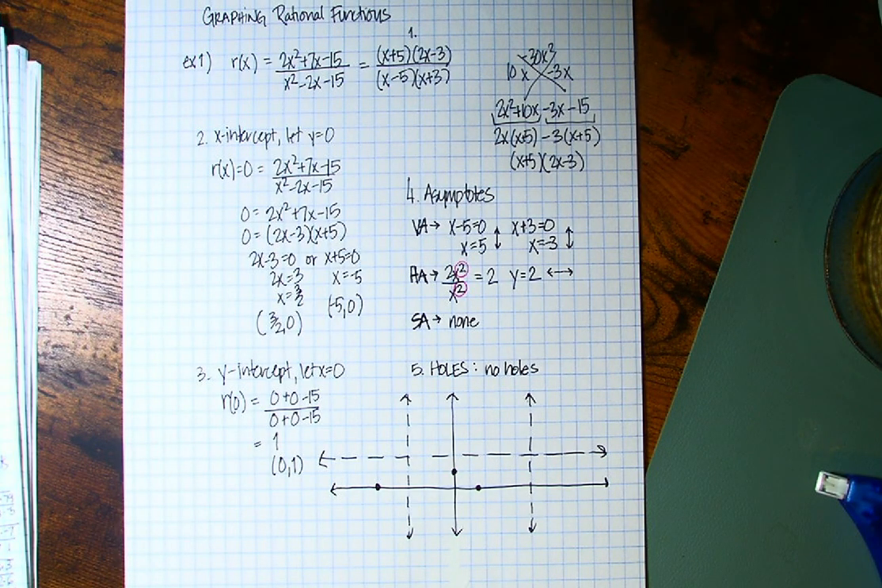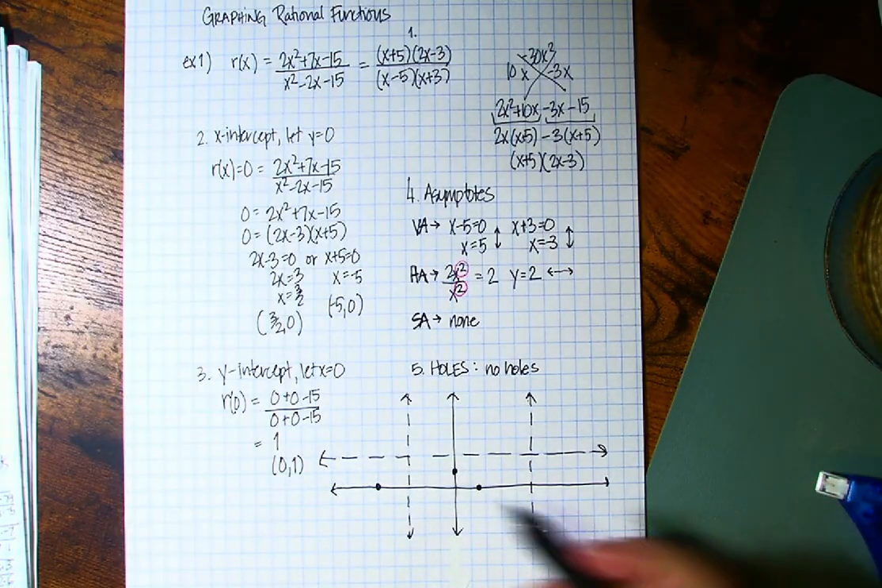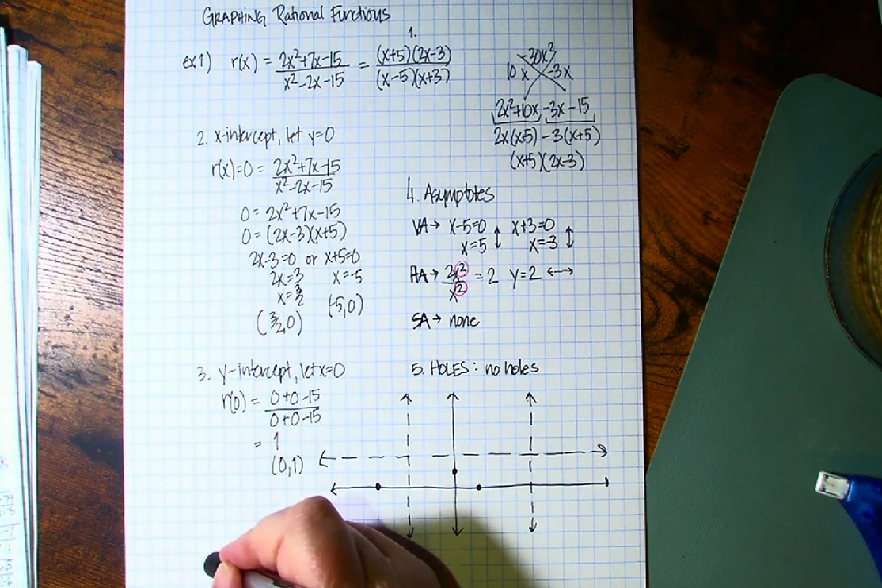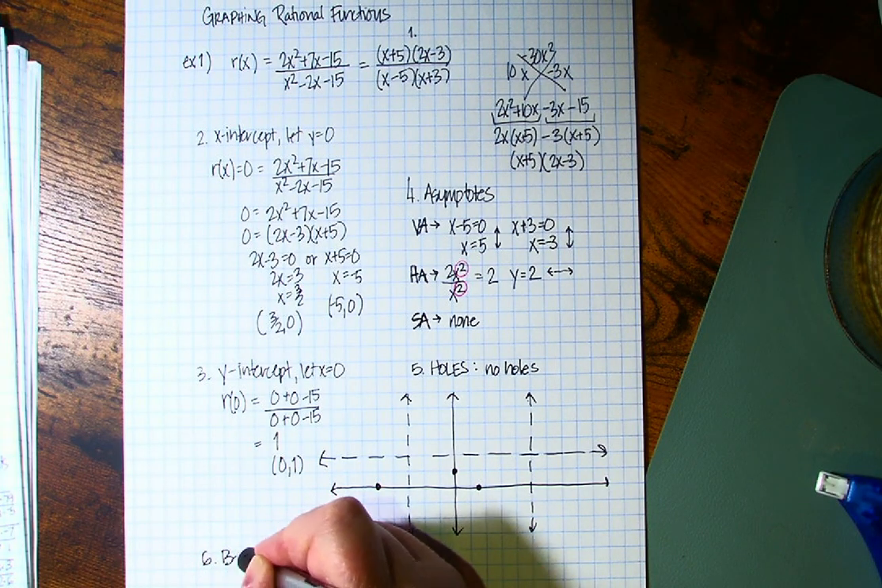All right. Now, we need to look at how our function is going to behave as it approaches each one of these asymptotes. This is part 6 and the behaviors.